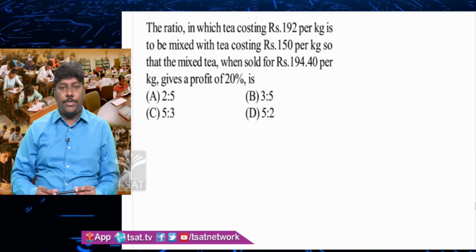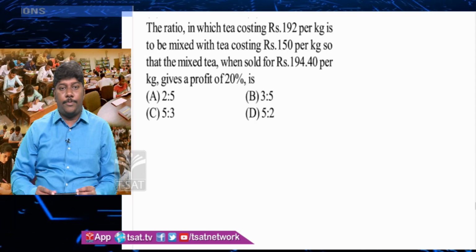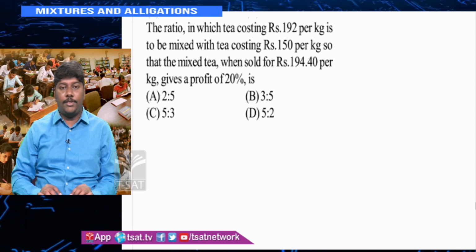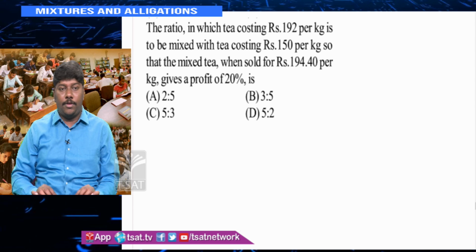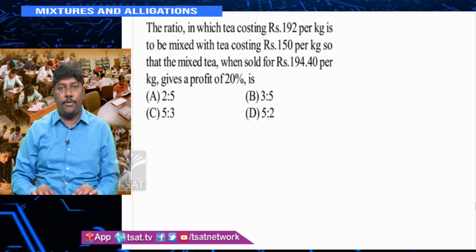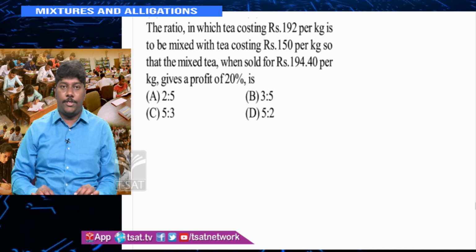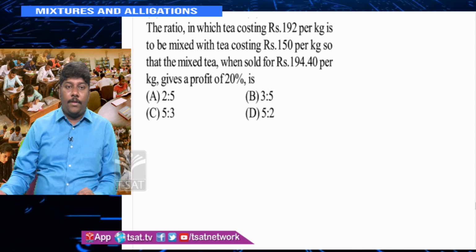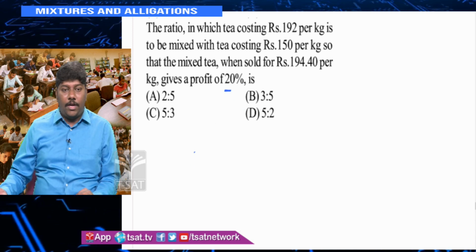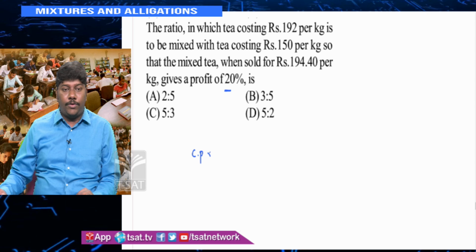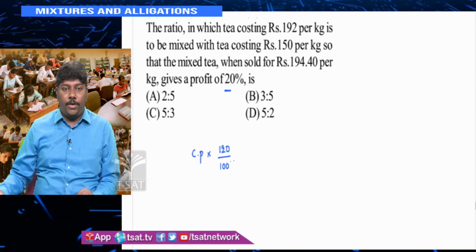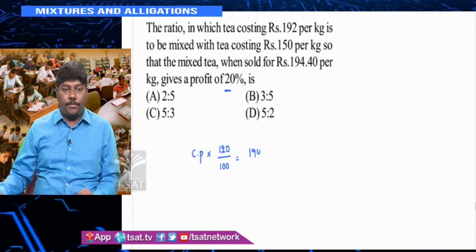The ratio in which tea costing 192 rupees per kg is to be mixed with tea costing 150 per kg, so that the mixed tea when sold for 194.40 gives a profit of 20%. It gives a profit of 20%, which means it is actually a profit and loss question, but related to mixtures. Here, if you sell them, you get 20%. First, find out the cost price of the mixture. I would say cost price of the mixture with a 20% increase means 120 by 100 must be equal to 194.4.